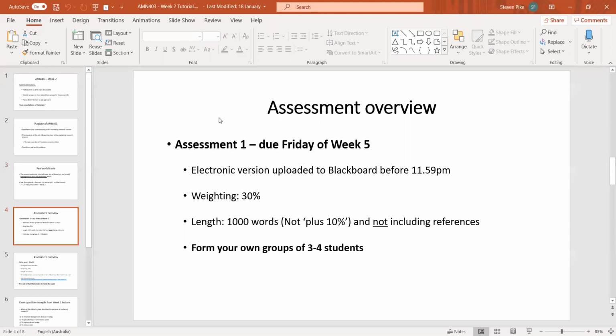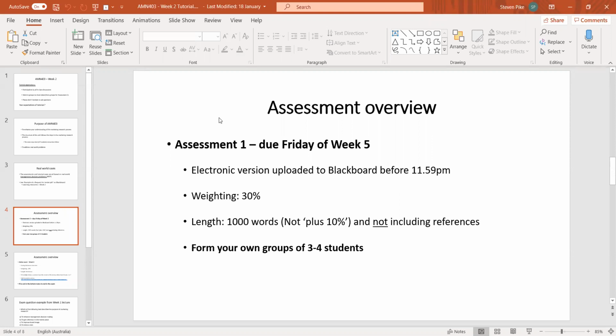So the assessments in this unit, the first one is due on the Friday of week 5. You need to upload an electronic version to Blackboard before 11:59 on the Friday of week 5. It's important that you know that QUT policy is that any assessment that's uploaded after that time won't be marked. Now my hands are tied in that regard. It is QUT policy at this stage.